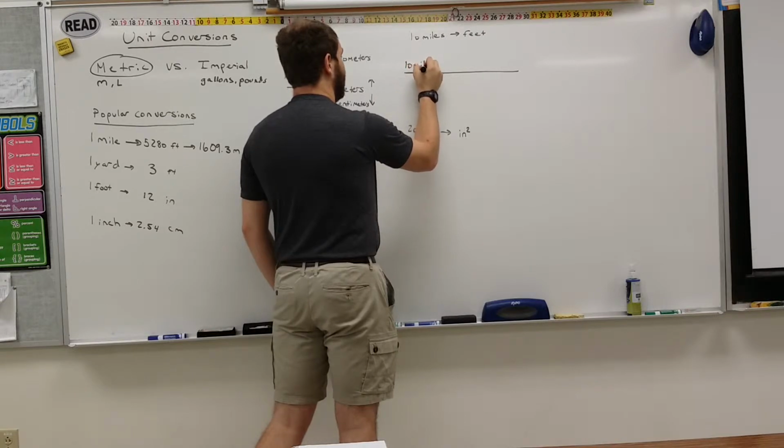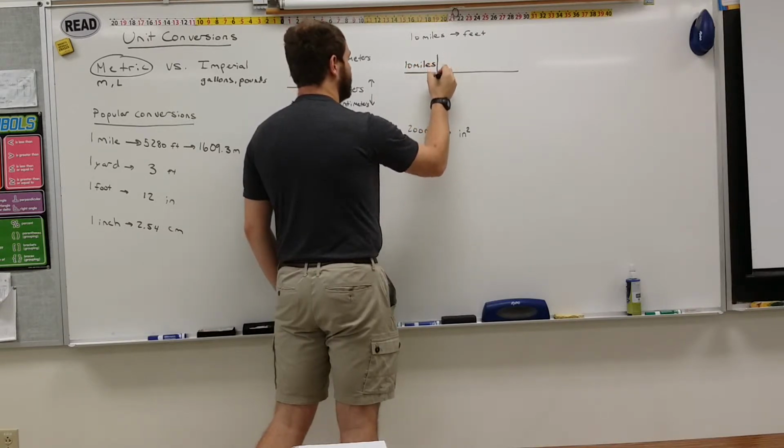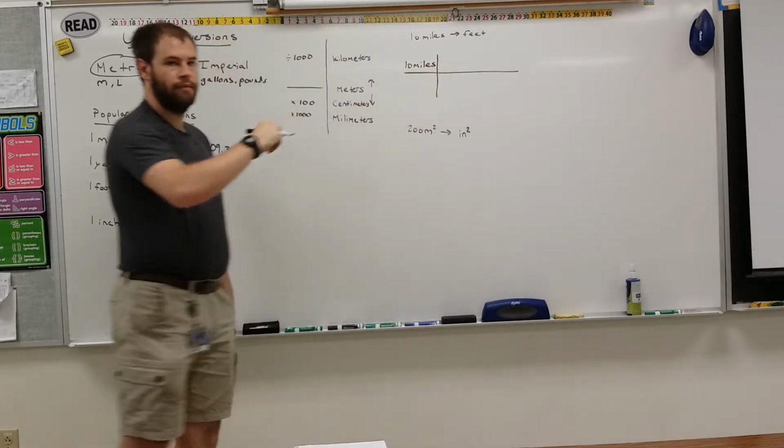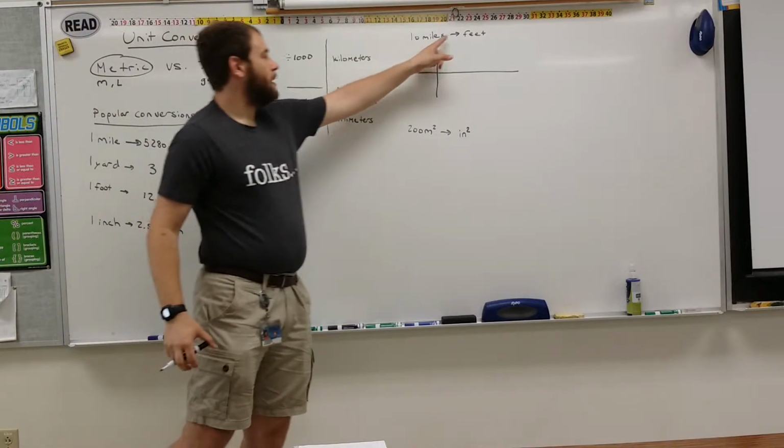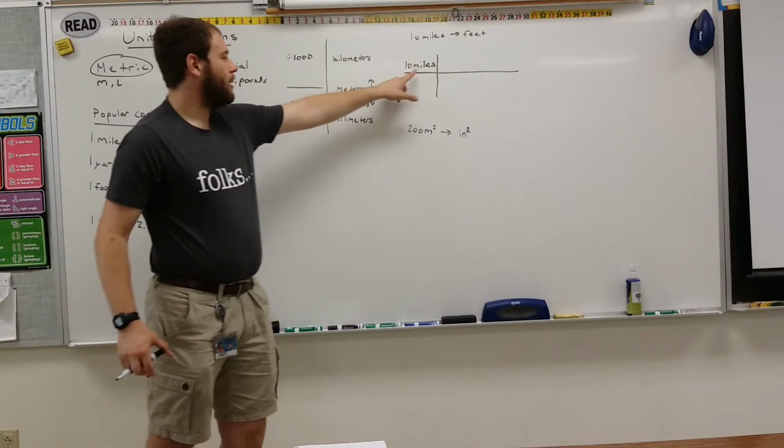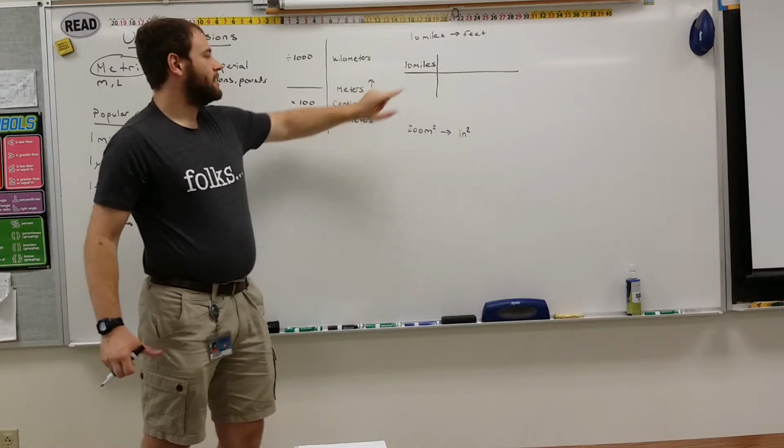And I put the starting value of my conversion in it. So for here I've got 10 miles, because I'm going from 10 miles to feet. So I've got my miles right here. I know how many miles I started with.